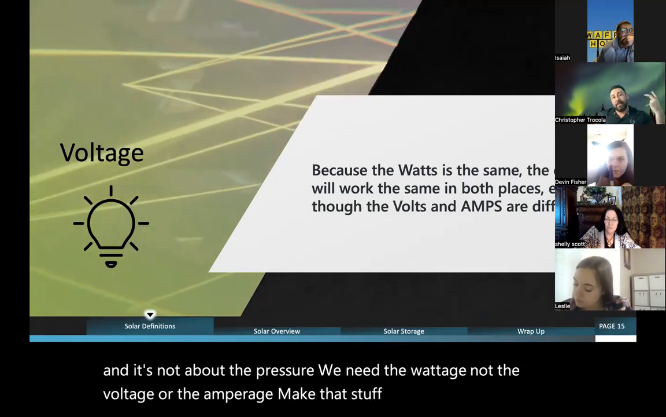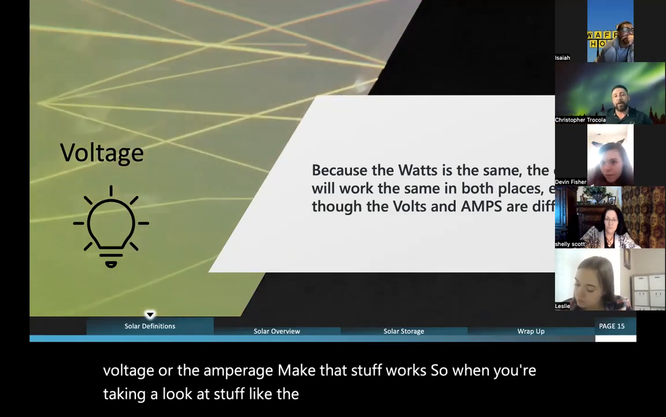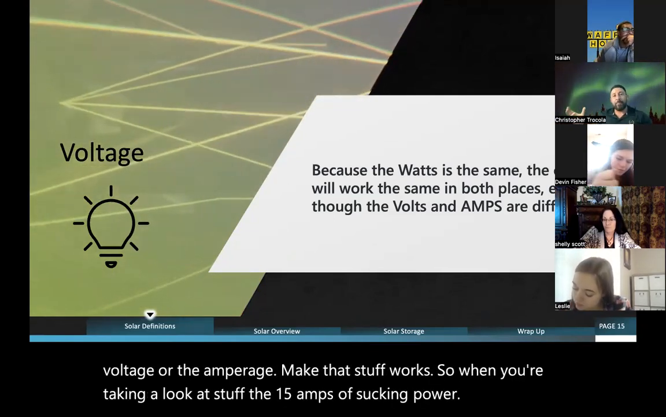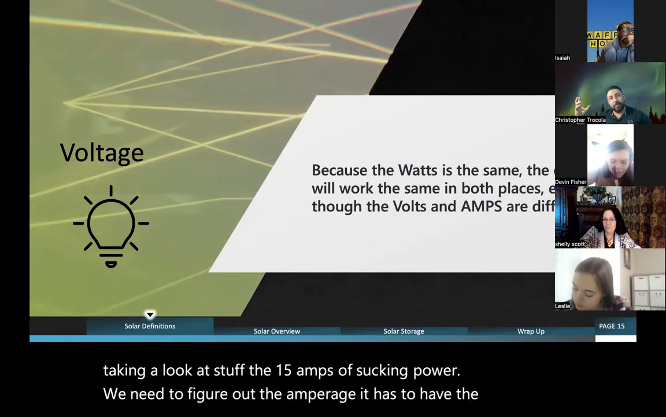So when you're taking a look at stuff like the 15 amps of sucking power, we need to figure out the amperage. It has to have the right amperage in order to be able to make that work.